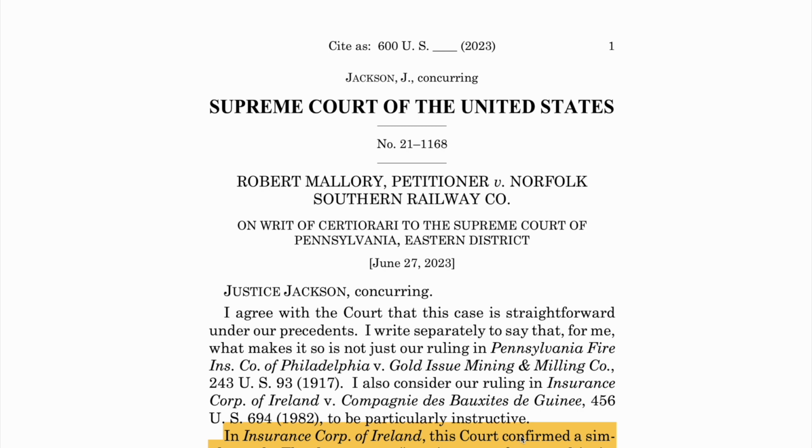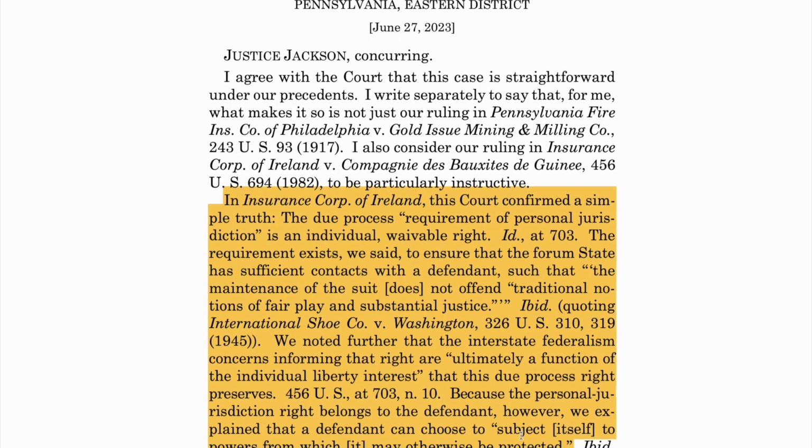I agree with the court that this case is straightforward under our precedents. I write separately to say that for me, what makes it so is not just our ruling in Pennsylvania Fire. I also consider our ruling in Insurance Corp of Ireland versus Compagnie des Bauxites de Guinée. I probably butchered that, but what the heck, to be particularly instructive.